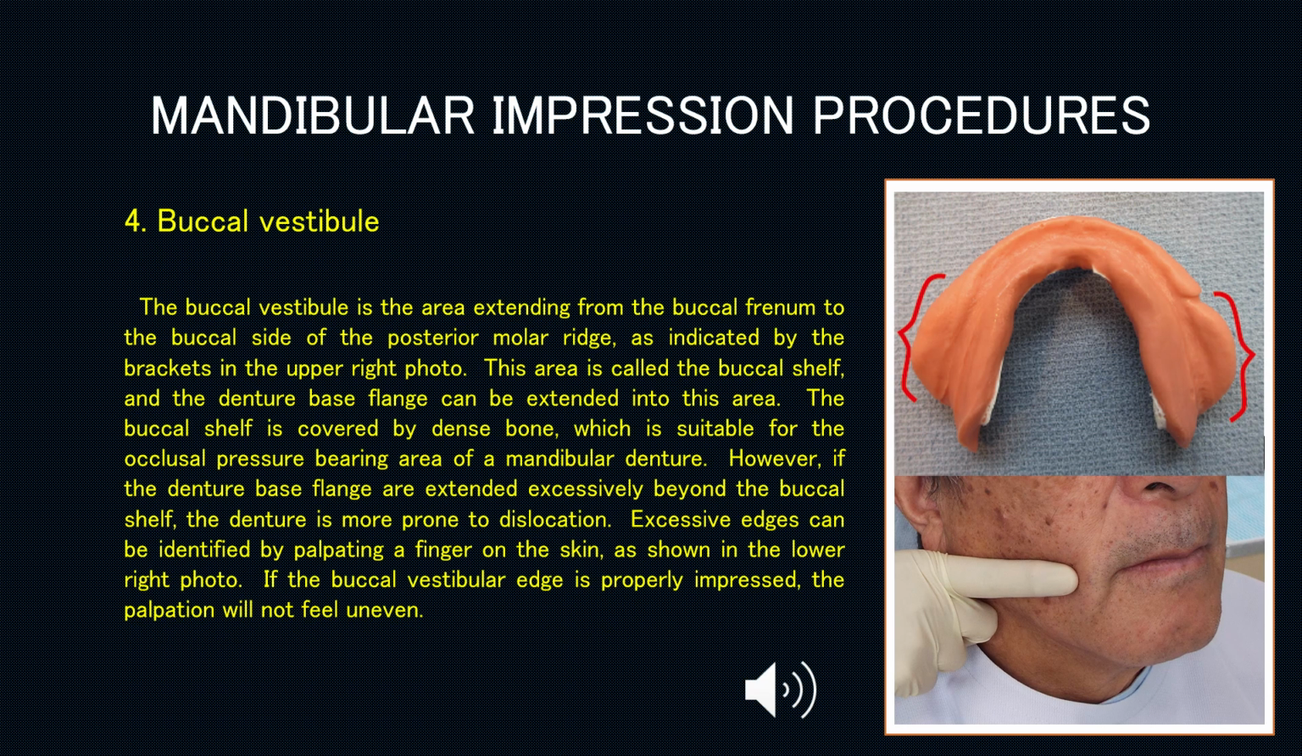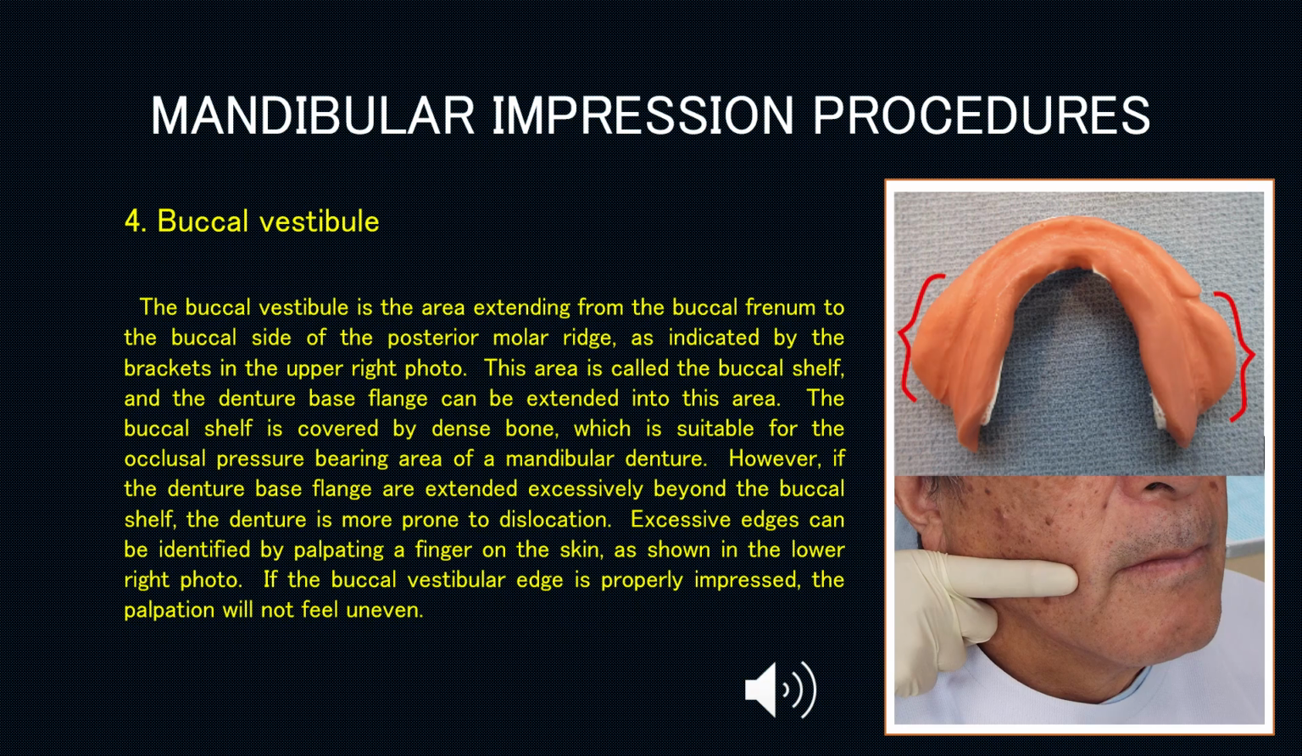Four. Buccal vestibule. The buccal vestibule is the area extending from the buccal frenum to the buccal side of the posterior molar ridge, as indicated by the brackets in the upper right photo. This area is called the buccal shelf, and the denture base flange can be extended into this area.